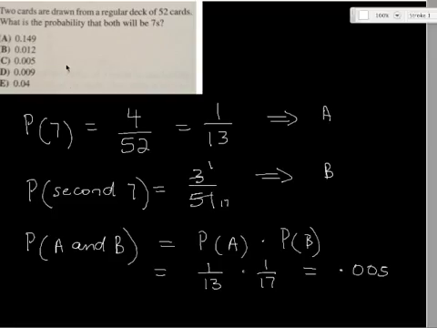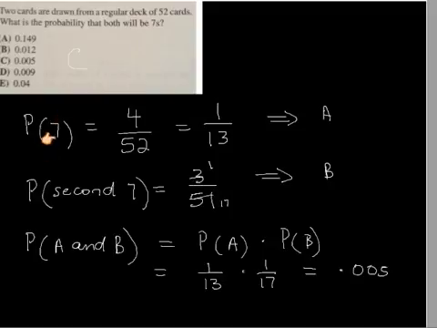Again, pause your video and try this, and I'll see you back in a bit. Okay, the answer for this is C. Let's read the question. 2 cards are drawn from a regular deck of 52 cards. What is the probability that both will be 7s?